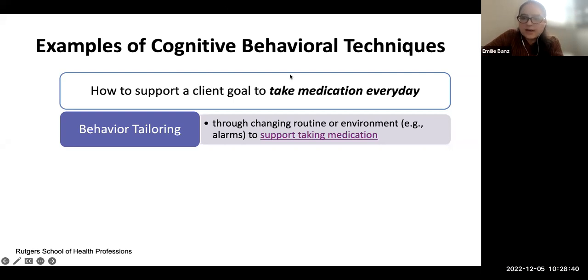But I do want to ask, does that example of behavior tailoring make sense? And are you doing anything like that with the individuals that you're working with? Are you using behavior tailoring at all?